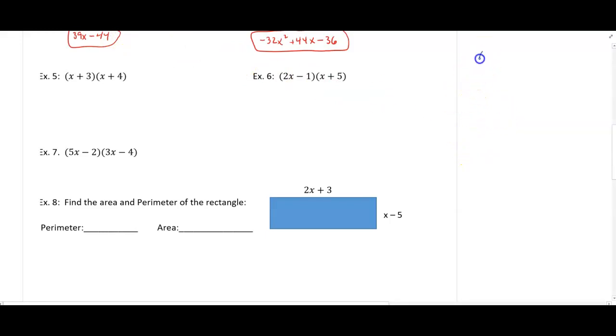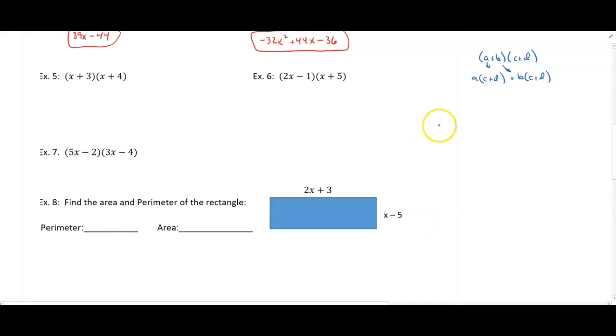Anytime I go to FOIL, if I have A plus B times C plus D, what I have to do is pull out each term in one binomial and distribute it to the next. Okay, so I'm going to pull out the A, distribute to the C plus D. Then I'm going to pull out the B and distribute to the C plus D. Then I'm going to go ahead, distribute, and combine like terms.